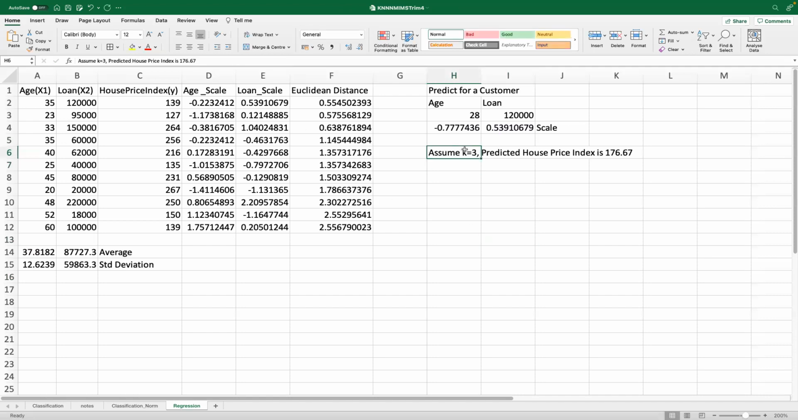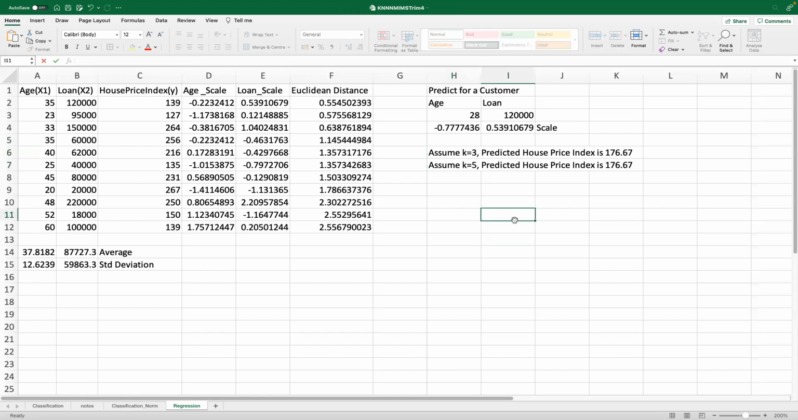If you assume k is equal to 5, then you have to take top 5, 1, 2, 3, 4, 5. The predicted is 200.4. So just take these 3, k is equal to 3. In the bottom, you can see the average, right? 176.67. If you take the average of 5 values, but before that you have to sort smallest to largest.